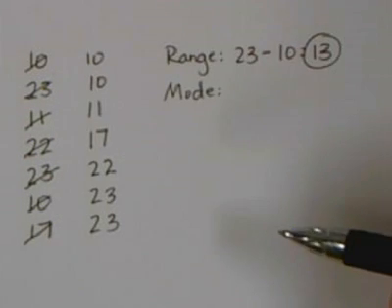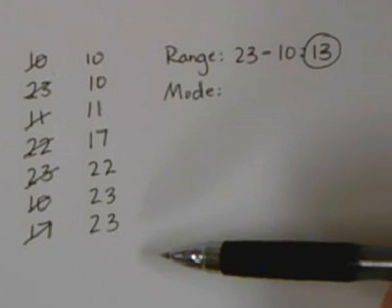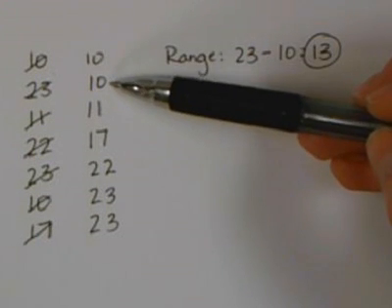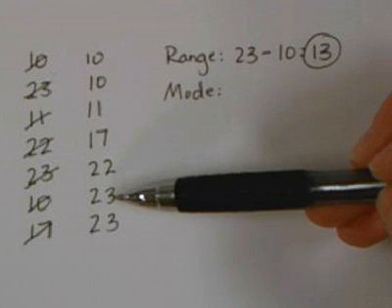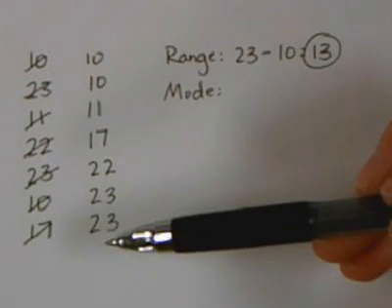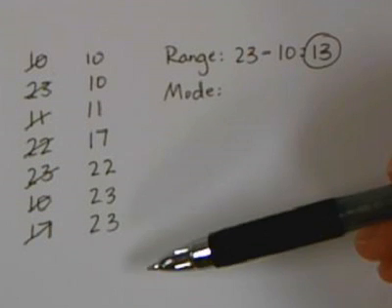Now let's find the mode. It's the number that's used most often. Now for this one, it's very tricky. 10 is used 2 times. 23 is also used 2 times. So there's not a number that's used more often than any of the other numbers.